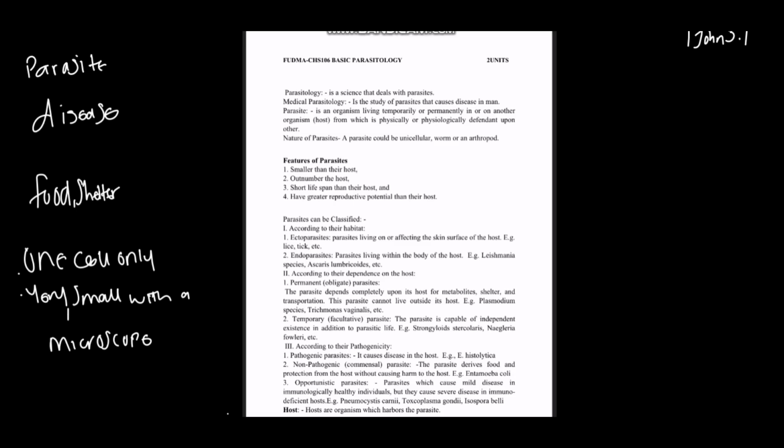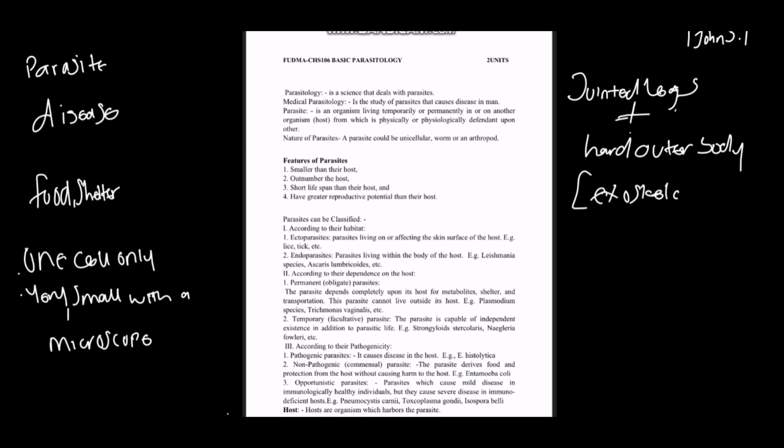Another nature of parasites is that they could be worms. Worms are multicellular long organisms that live inside the body of the host. Examples of worms include the roundworm, tapeworm, etc. And parasites could also be arthropods. Arthropods are animals with jointed legs and a hard outer body, that is, they have an exoskeleton. Examples include the mosquito, the tick, the lice, etc.